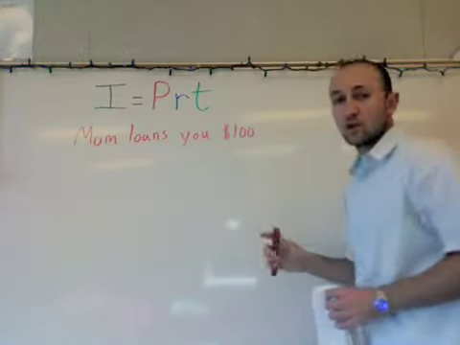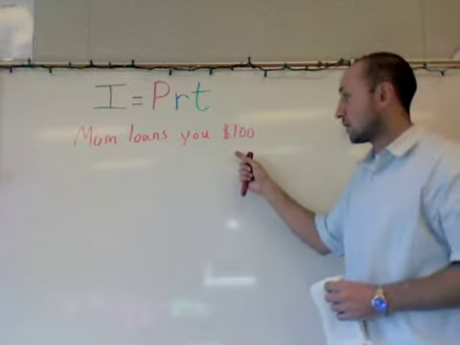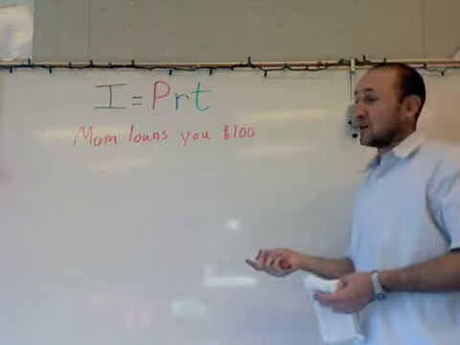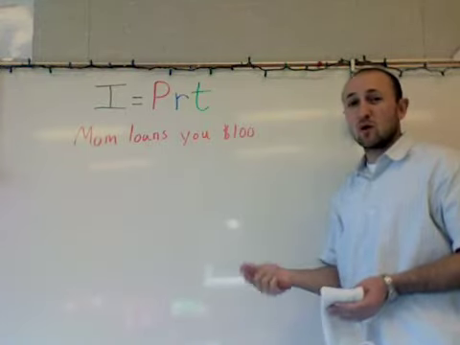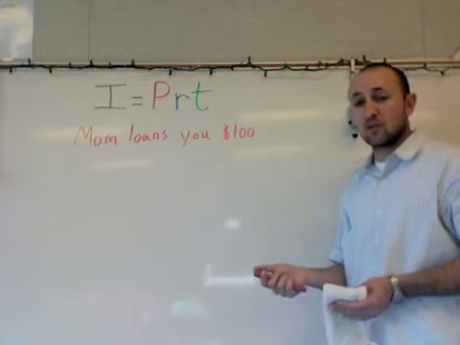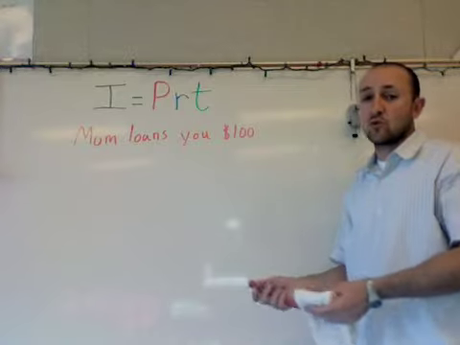This $100 is going to be our principal because that's what we start with. The principal is the amount of money that we start with. Now, your parents are nice. They're not just giving you the money. They're loaning you the money, which means they want it back. And normally when people loan money, they ask for interest. What that means is they charge you a little fee for them to loan you the money.